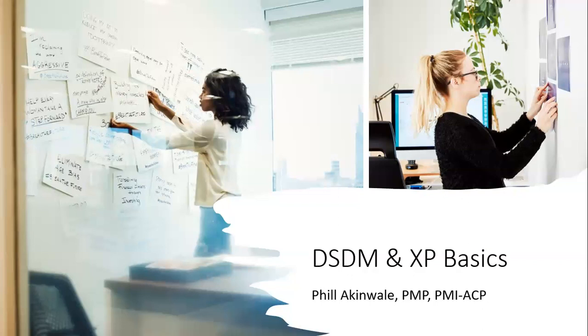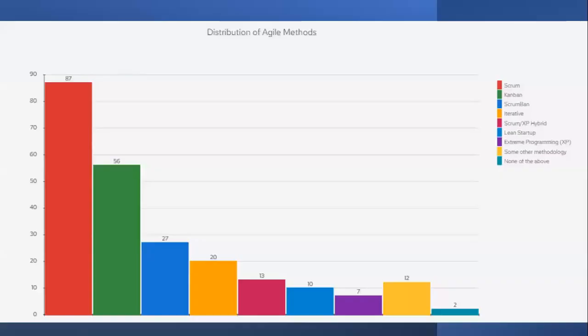Basically, these are Agile frameworks, and they're talked about in the Agile Practice Guide on pages 110 for DSDM and 102 for XP. So I'm going to take you through it very quickly, but here's the business case for it.